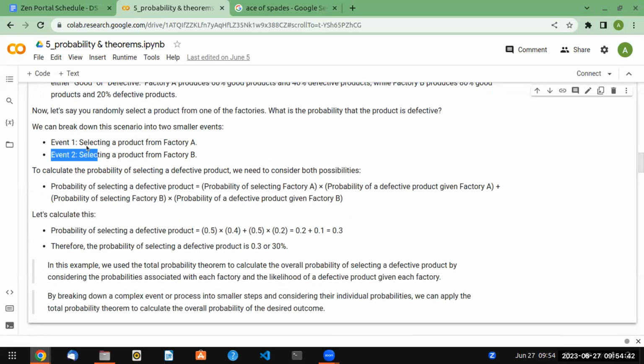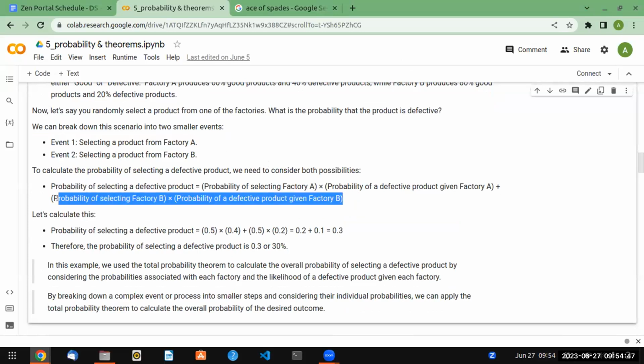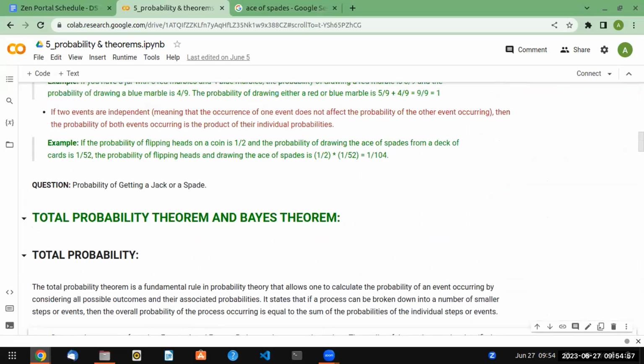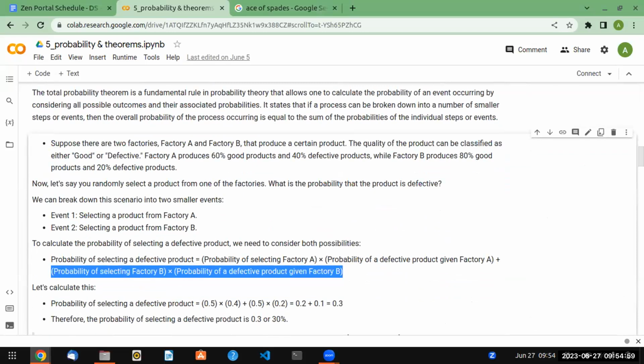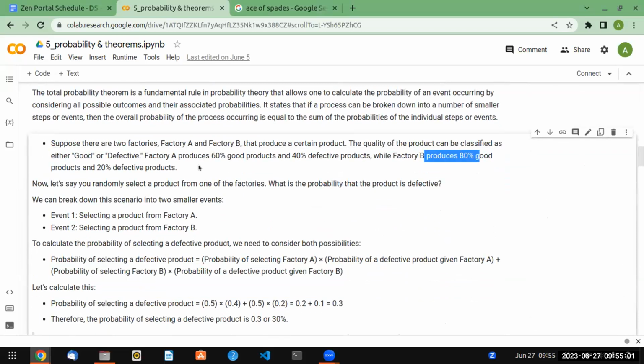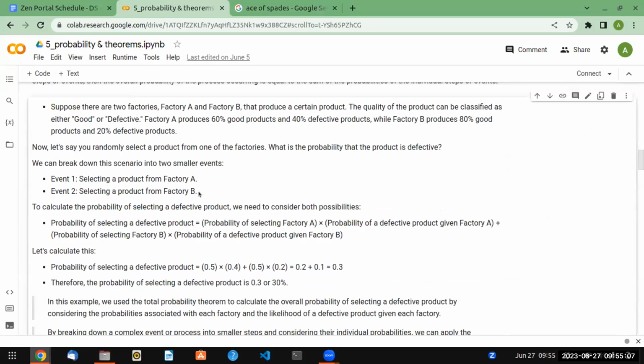For event 1. Similarly, you can calculate for event 2. Probability of selecting factory B is also 0.5. And probability of getting the defective product from factory B, what is that? It is given, right? 80% good, 20% defective. So 0.2. So what is the probability for event 2? That is 0.5 into 0.2.